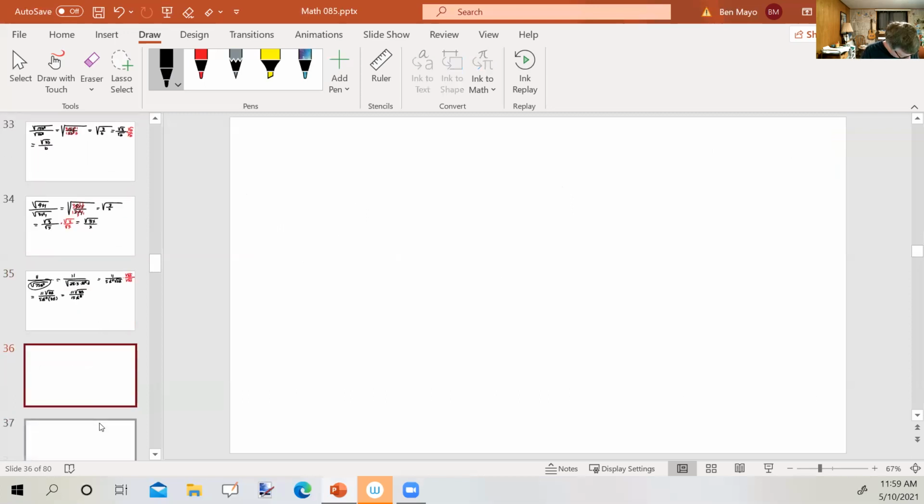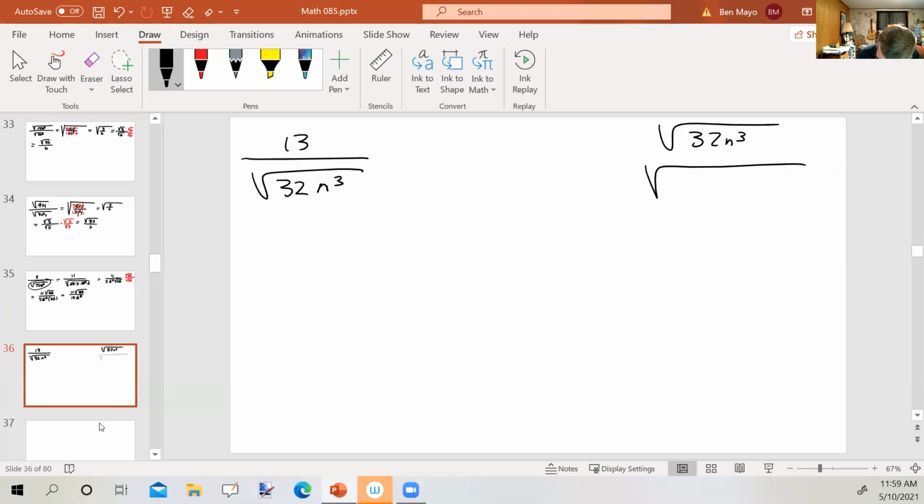How about this one? 13 over the square root of 32n cubed. So let's take a look at the square root of 32n cubed. That's 16 times 2 times n squared times n. I've skipped some steps there, but I've broken it down into squares and leftovers. The square root of 16 is 4. The square root of n squared is n. So the denominator becomes 4n times the square root of 2n.